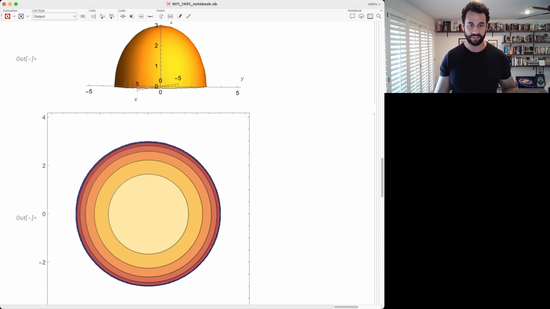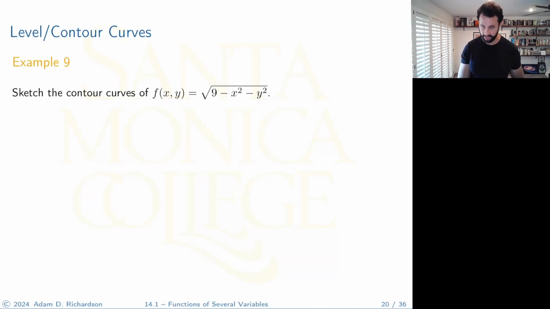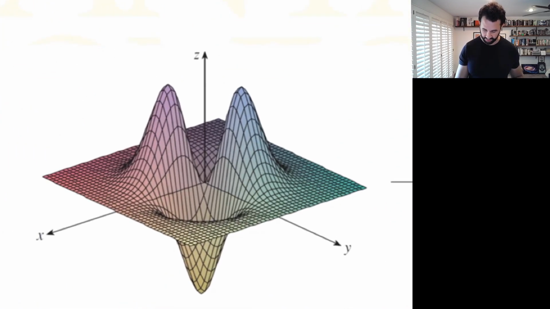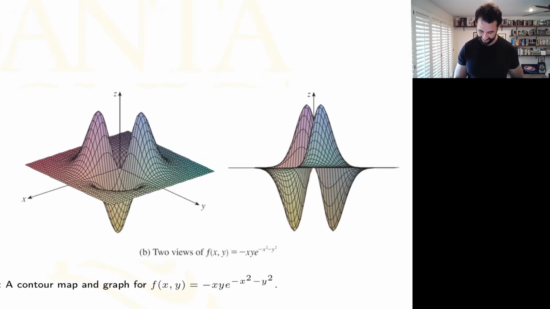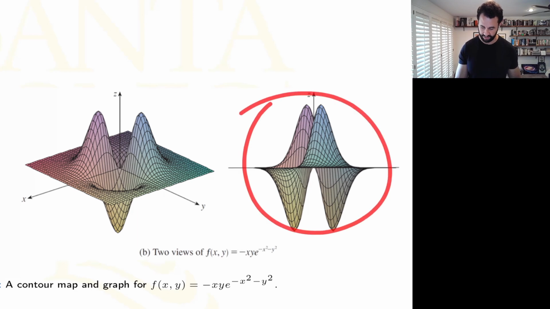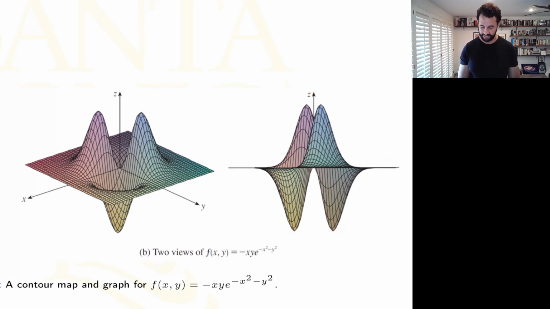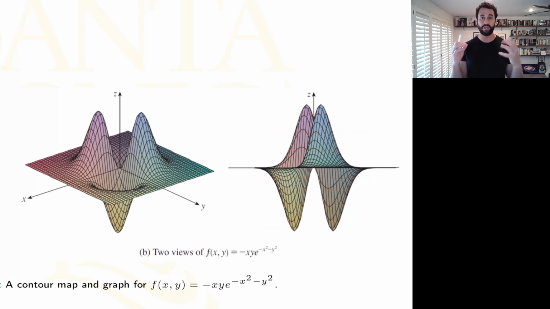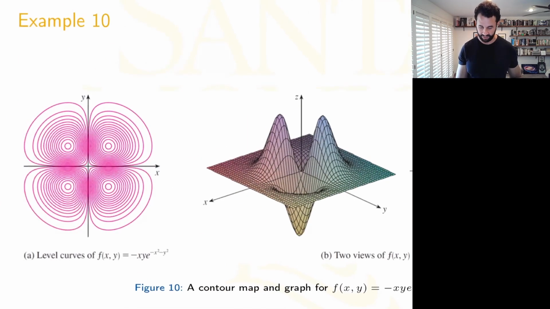But next, I have a few more examples. These ones are actually from the book. Just to give you some ideas, let me zoom in a little bit. Take a look at this function right here: negative xy e to the negative x squared negative y squared. This is what it looks like from an isometric point of view and from a side view. Now imagine slicing it and imagine what curves you would get, and then project them all down onto the xy plane in the middle there, and you get this. There you go.